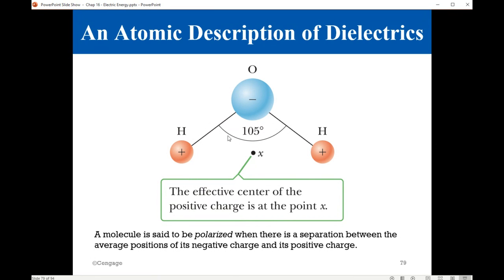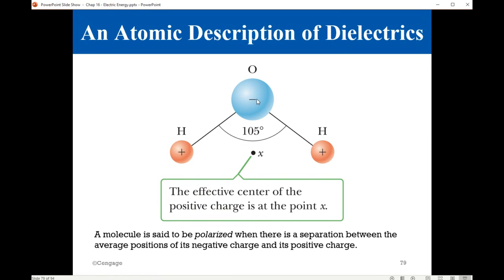There is an angle of 105 degrees between the bond with this hydrogen atom and the bond with the other hydrogen atom. So now if you take the center for the positive charges in the molecule and the center for negative charges, they will not overlap.